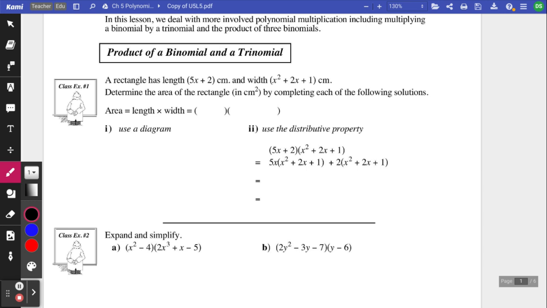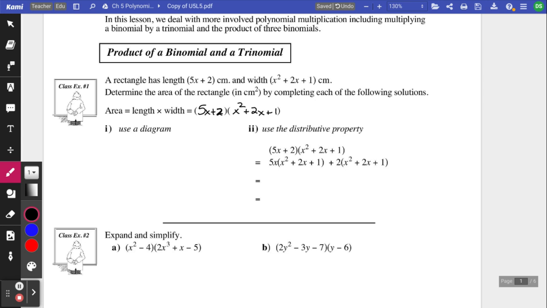So you have length and width. How do you find area? So again, multiply them together. Length times width. Area is length times width. So here we go. Write it down. Okay, so that's what we're going to do.